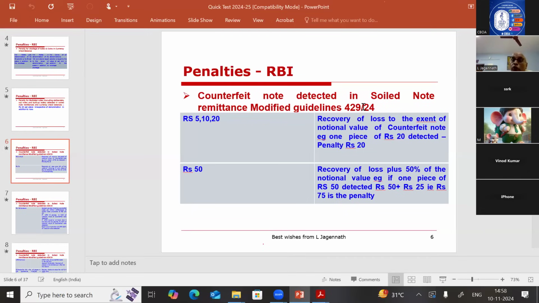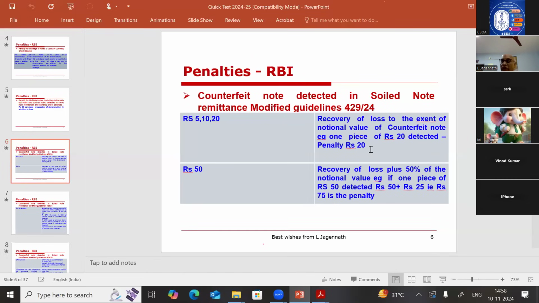Now, counterfeit notes detected in the soiled note remittance and counterfeit notes detected in the currency chest balance. The penalty gives certain changes, what is that we will see. If the denomination is 5, 10, 20, what is the penalty for counterfeit notes detected in the soiled note remittance? Recovery of loss to the extent of the notional value of the counterfeit note. Example, one piece of rupees 20 is detected, the penalty is rupees 20. That's all. You need not give another 20 rupees.